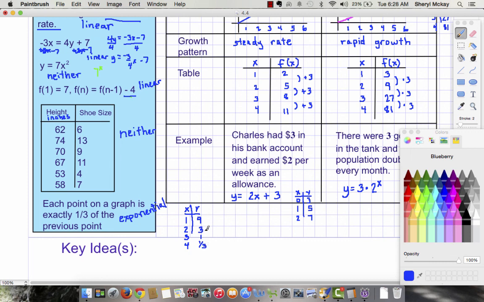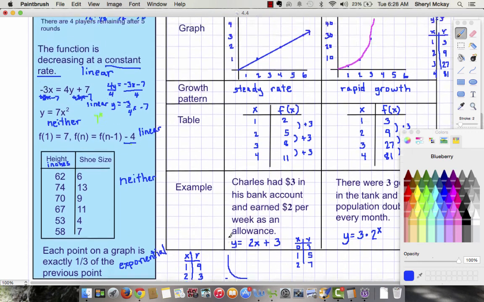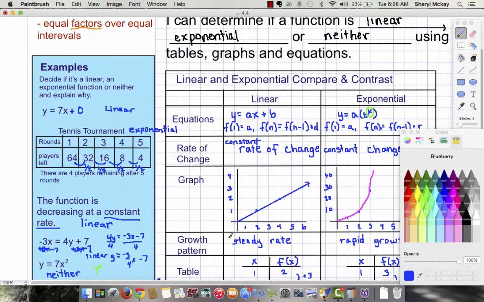So you can see that it's decreasing by 1/3. We're multiplying it by 1/3, so it's exponential. There's a change factor. All right, you could graph it. You could actually graph this, and you would see that it would look something like this, coming down. Okay, well, that is our lesson for today.